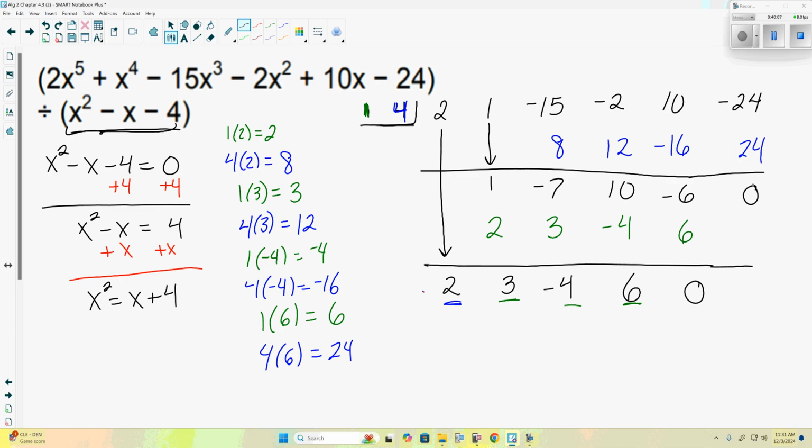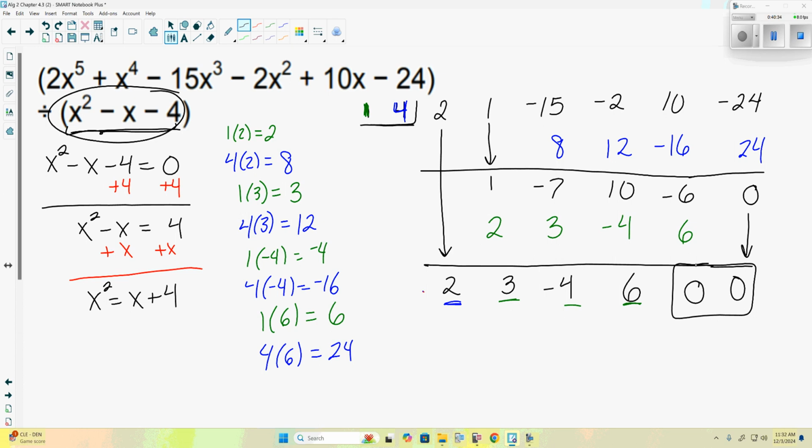Yes? We're done. Now, a student brought this up. What we can do since we're finished as well is bring that other number down to the bottom. How many terms were we dividing this by? 3, yes? So our remainder should have 2. So these last 2 are our remainders.